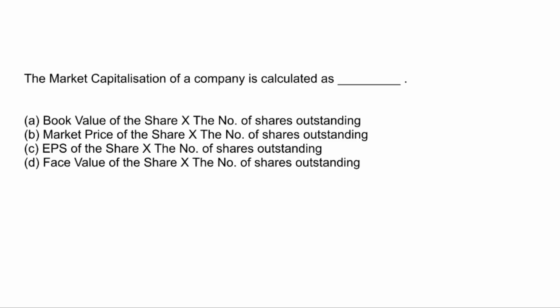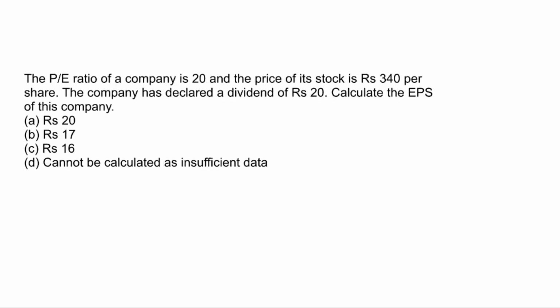Going to the next question. Market capitalization of a company is calculated by: A. Book value of the share multiplied by number of shares outstanding. B. Market price of the share multiplied by number of shares outstanding. C. EPS of the share multiplied by number of shares outstanding. D. Face value of the share multiplied by number of shares outstanding. And the correct answer is, friends, market price of the share multiplied by number of shares outstanding gives you the market capitalization of the company.